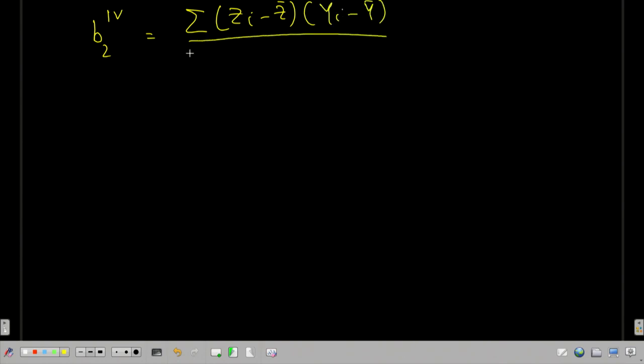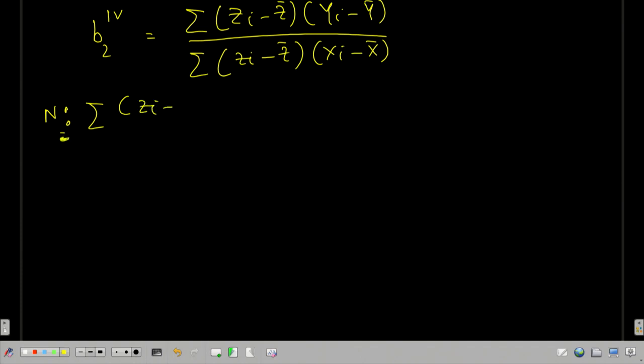Let me write down beta 2 IV again, using a different color. Beta 2 IV is equal to the summation of (z_i minus z bar)(y_i minus y bar), divided by the summation of (z_i minus z bar) into (x_i minus x bar). Now let me expand the numerator.